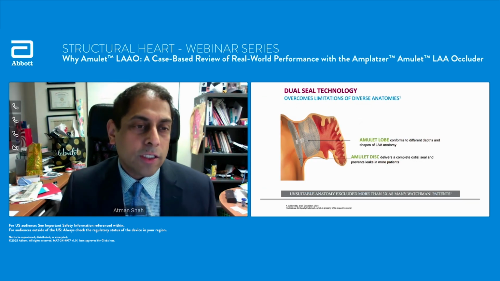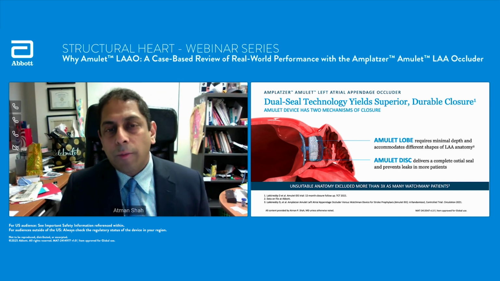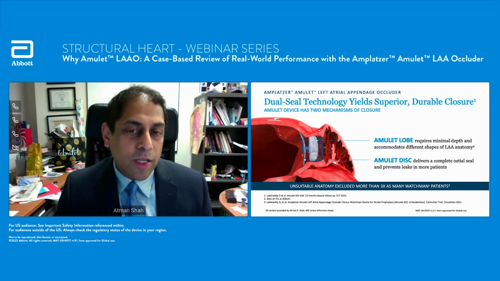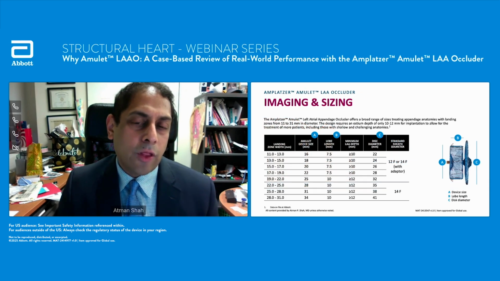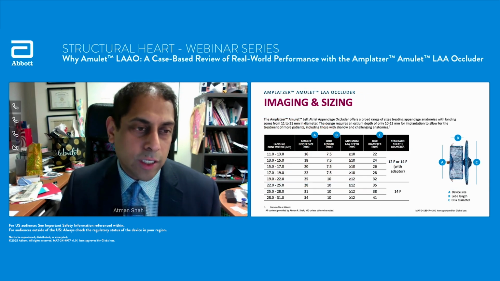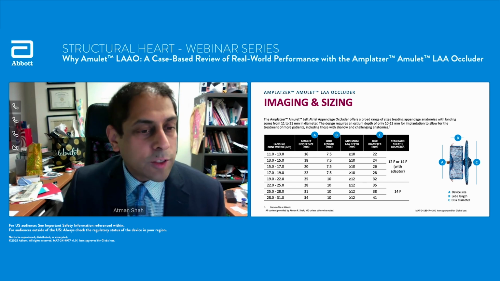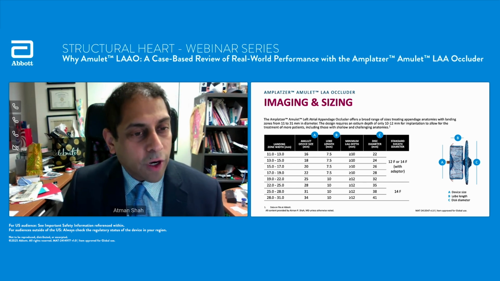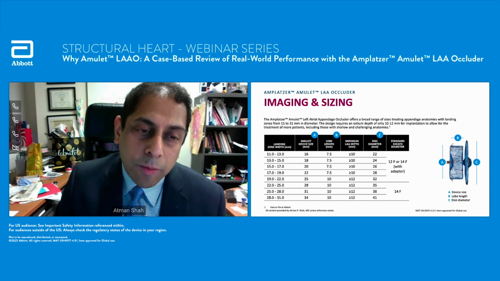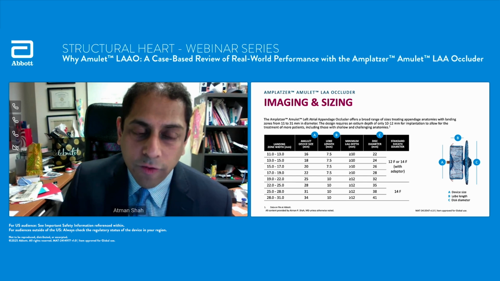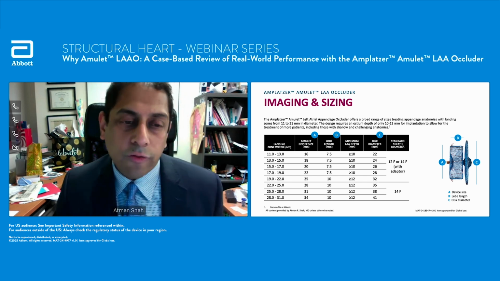Again, there's the lobe and the disc, which allows a dual seal mechanism of closure. The lobe requires minimal depth and accommodates different shapes of the anatomy, and the disc provides a complete ostial seal and helps prevent more leaks. So we're not purely relying on the lobe for complete sealing. The devices come in a variety of different sizes, and they're measured by the lobe, anywhere from 16 to 34. The lobe length varies. At size 22, it's at 7.5, and then it goes up to 10. Minimum depth is 10 millimeters for the smaller devices, 12 for the bigger ones. And the disc up until 22 is +6, and after 25, it's +7.